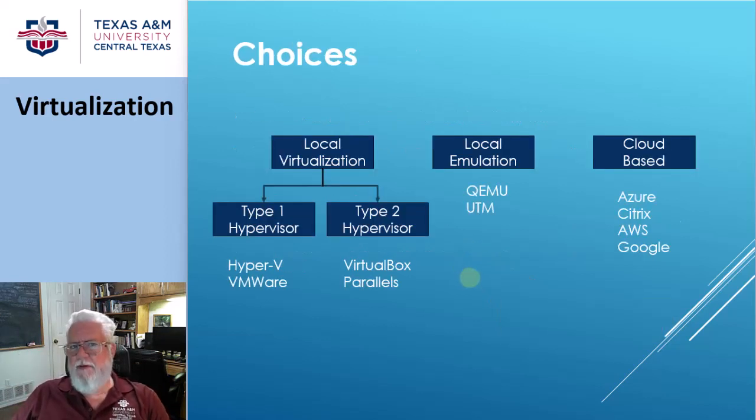Okay, so here are the choices. It's kind of strange. So local virtualization means stuff that's installed on your machine. So let's just go through it. There's a thing called a Type 1 hypervisor and a Type 2 hypervisor. I'll talk about that in just a minute. Type 1s are actually better. They're faster, a heck of a lot faster, because they don't have to go through an awful lot of fakery.